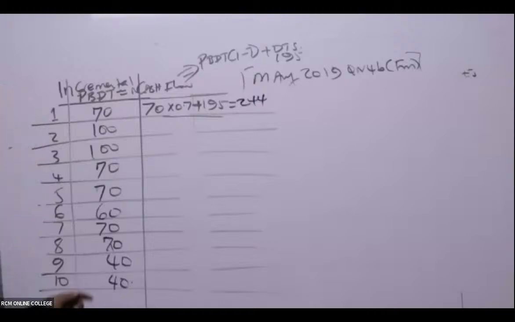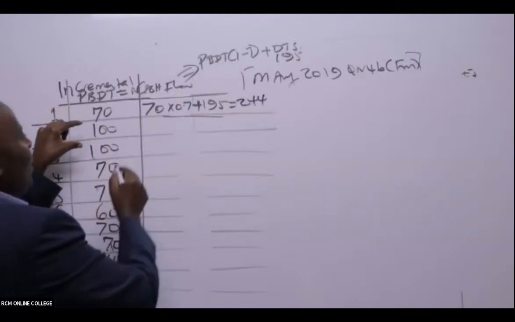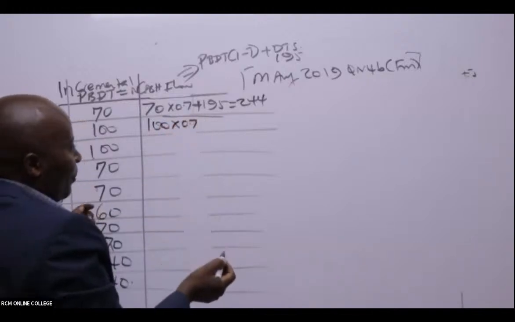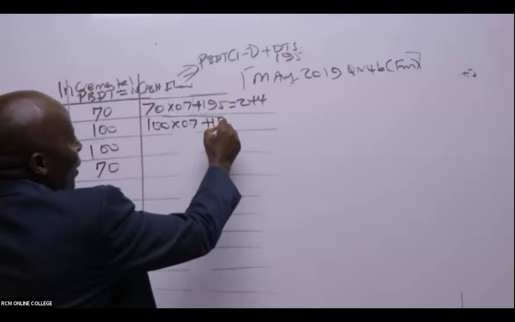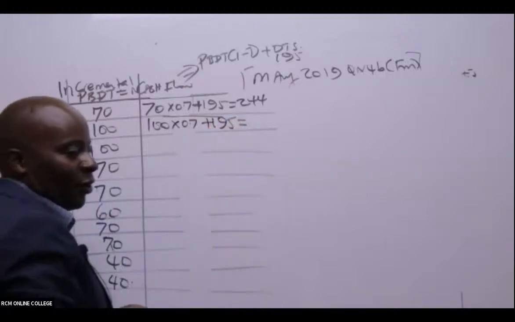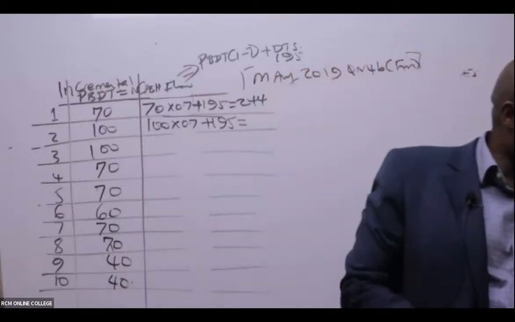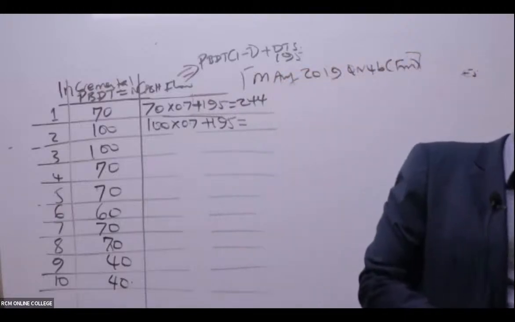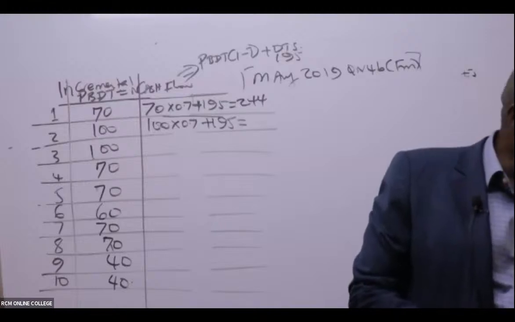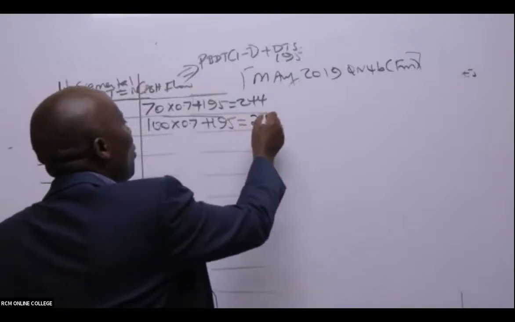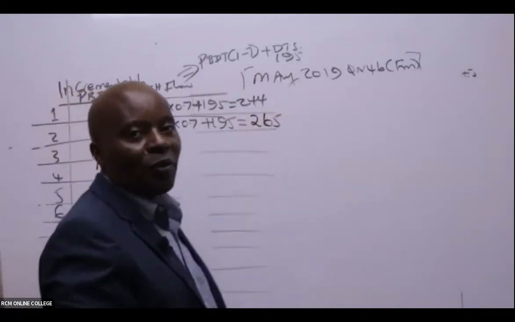Then we go to the second cash flow. Everything else will remain the same. The incremental PBT here is 100. I go minus tax, of course, and then I add the 195, which will be the same throughout. That gives 265.